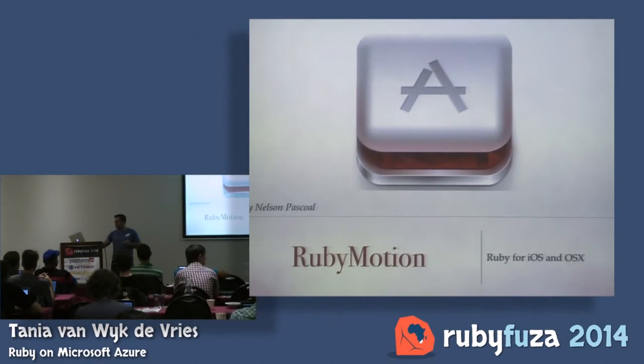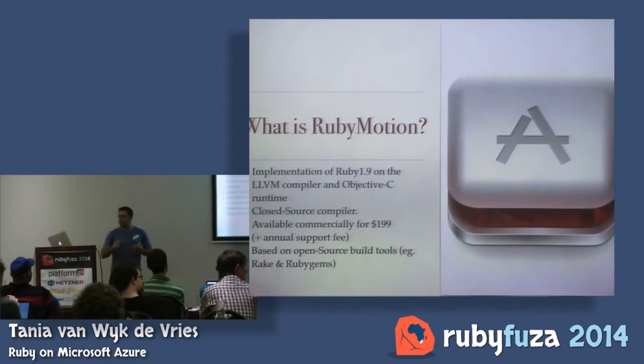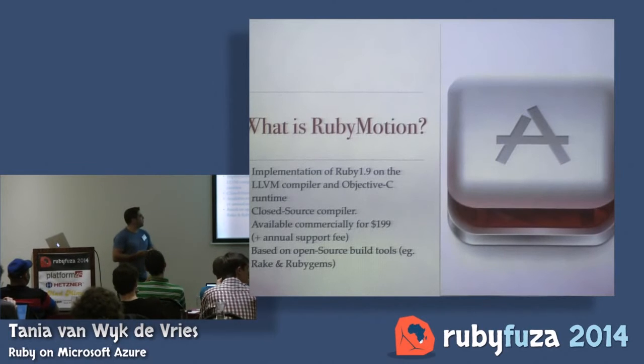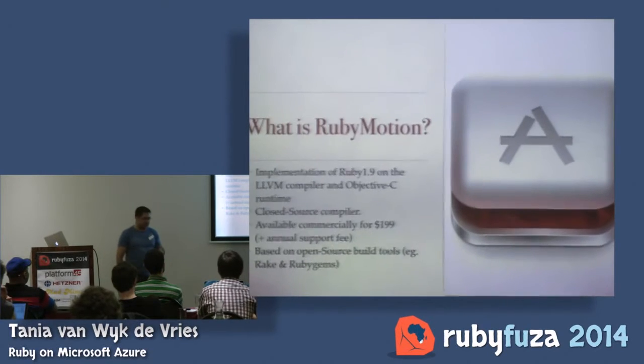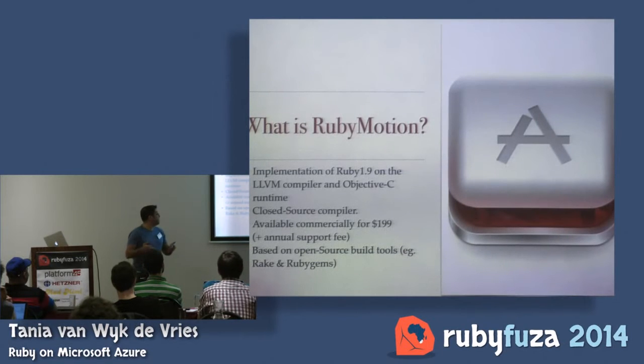And just moving along. So basically, Rubymotion is an implementation of Ruby 1.9, right? It's built on top of the LLVM compiler, which is the standard Apple compiler for all the Objective-C stuff. It's a closed source compiler, right? So there's nothing really open source about this environment. You do use stuff like Rake and Ruby gems during your build process, but the compiled code is built on top of a closed source compiler.